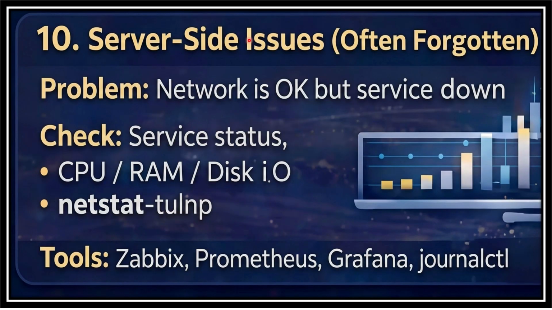After that, the last is server side issue. Suppose you are trying to connect to a server, and the issue originates from the server side. Your network is okay but your server is down, so you need to check the service status on that server, whether the service is working properly or not. You can check CPU and RAM usage. With the netstat -tulnp command you can check the open ports, and which service is using which port. Tools you can use are Zabbix, Prometheus, Grafana, and journalctl. These tools you can use to troubleshoot or analyze that issue.